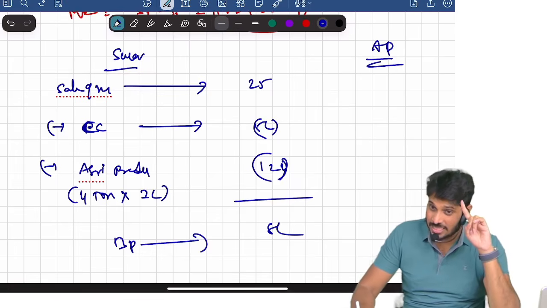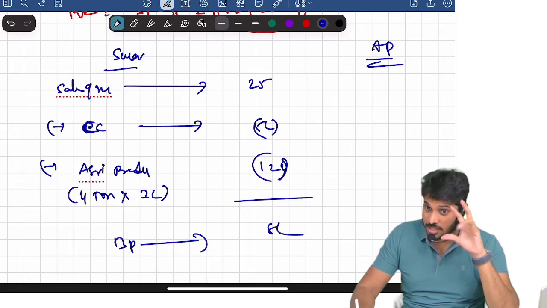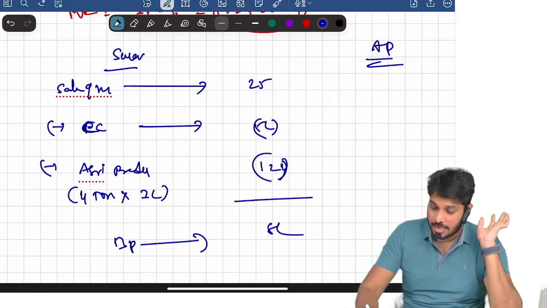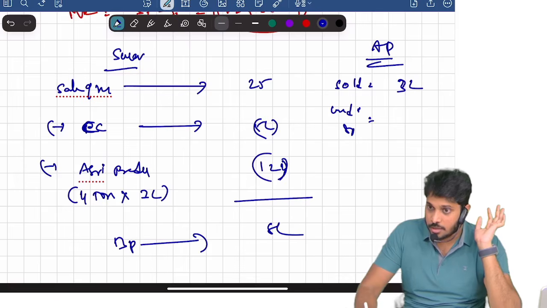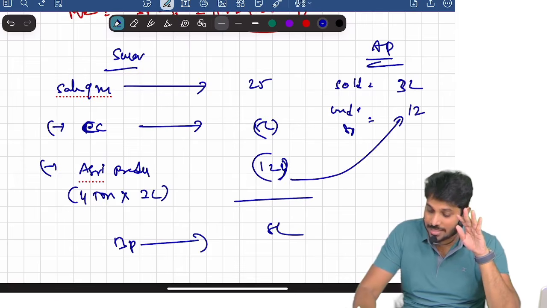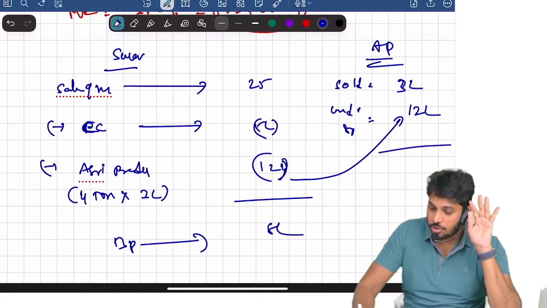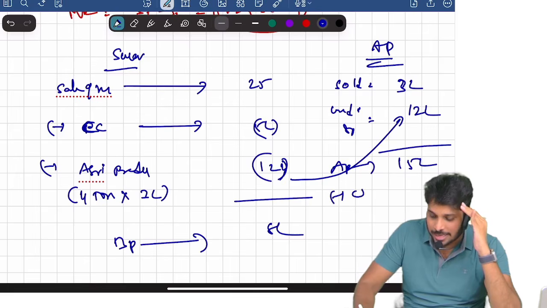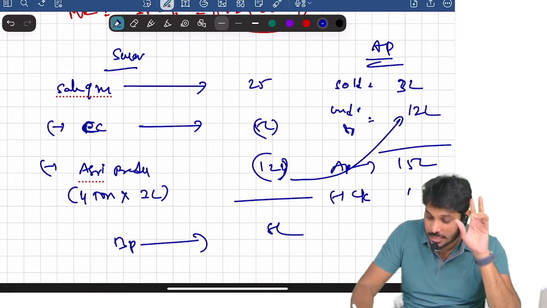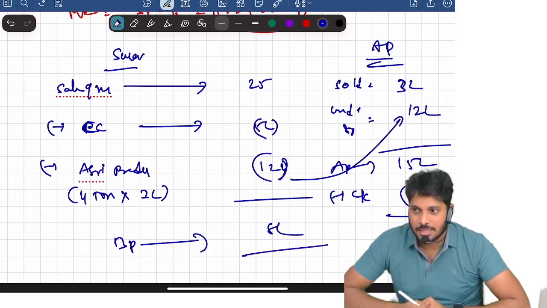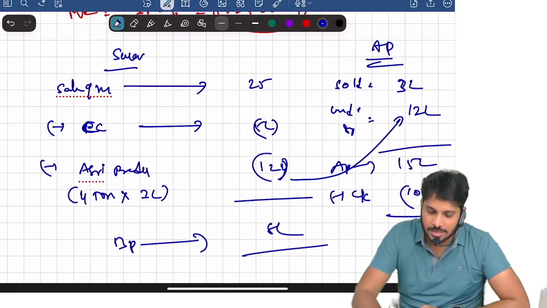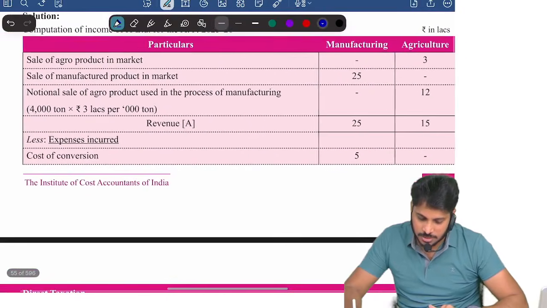What about agriculture income? Originally, how should I calculate agriculture income? Sold how much? 3 lakh, 1 ton. Correct? Used in sugar production, 12 lakhs market value used. Total agriculture production related market value 15 minus cultivation cost of total agriculture 10 lakhs. So total agriculture income is 5 lakh. Agreed? You see, total agriculture income is how much at the end of the day?